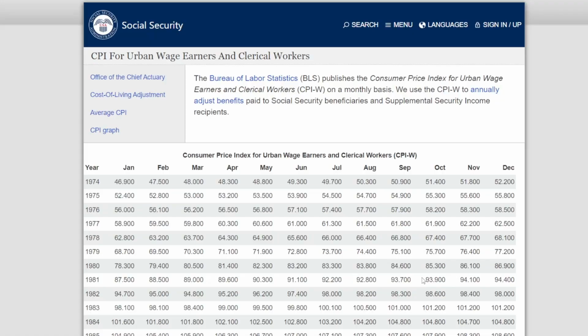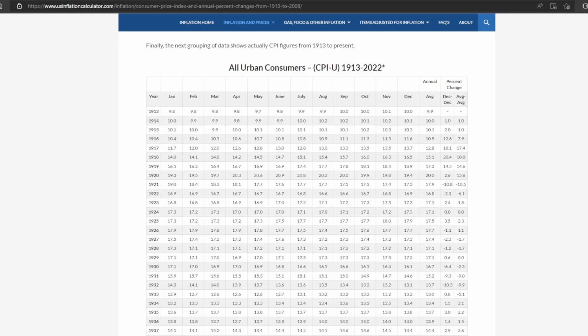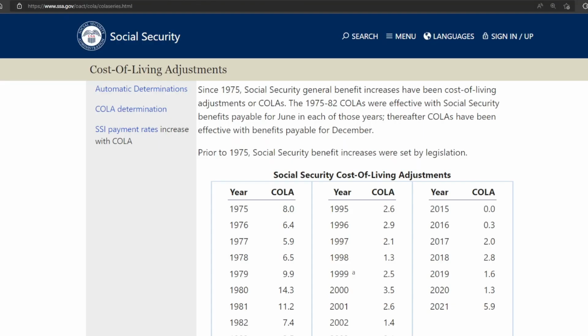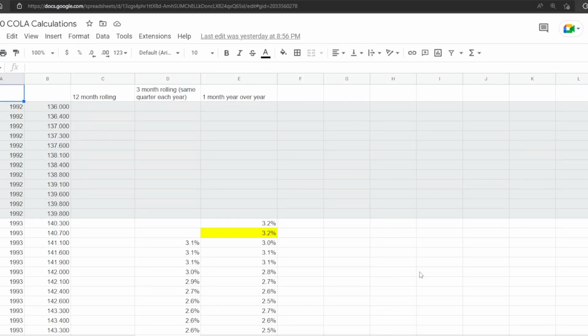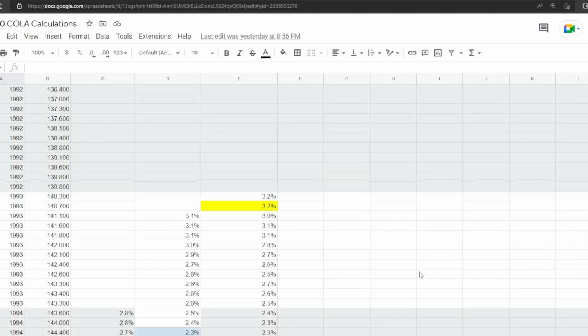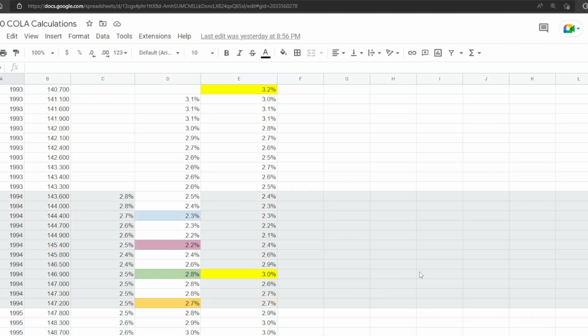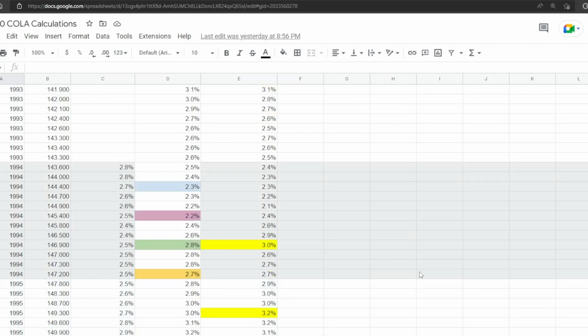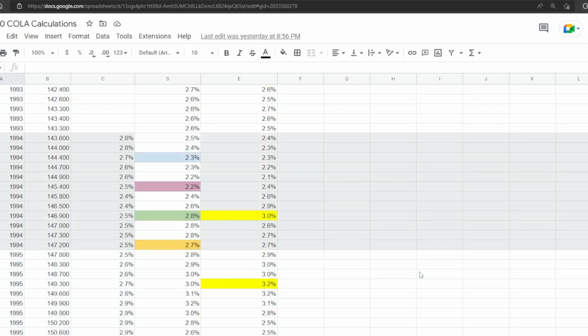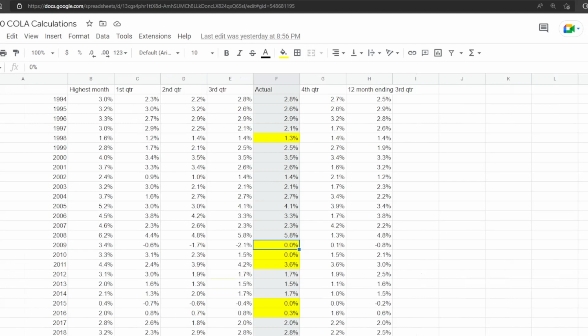I grabbed 30 years of CPI-W data from here, some information from CPI-U history from usinflationcalculator.com, and this COLA history data. To create this spreadsheet, I won't bore you with the details, but this gave me 12-month, 3-month, and single-month year-over-year CPI-W percentage increases. This resulted in 5 COLA calculation options. The gray column is actual.